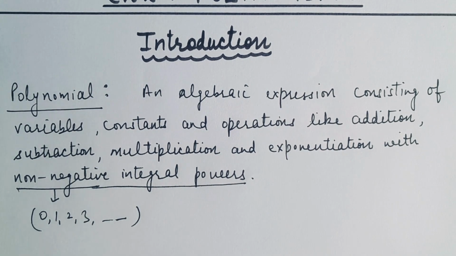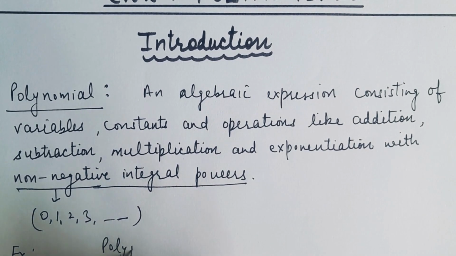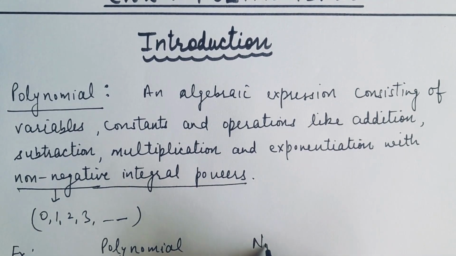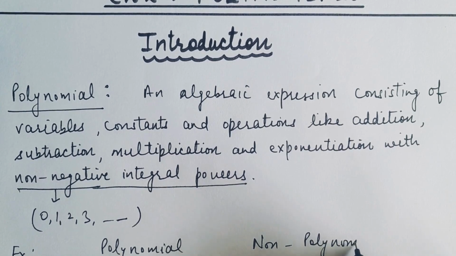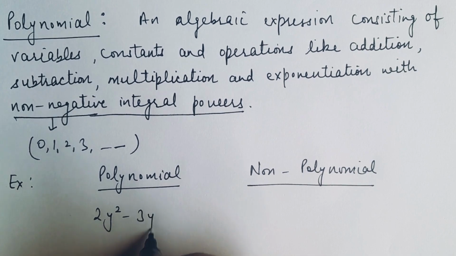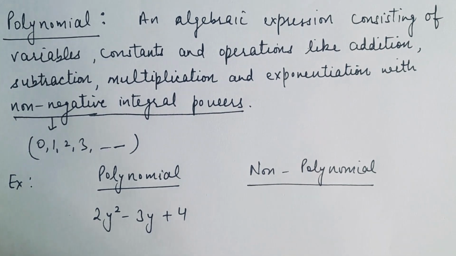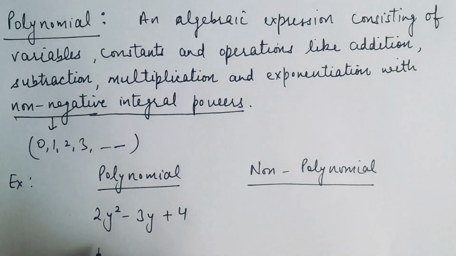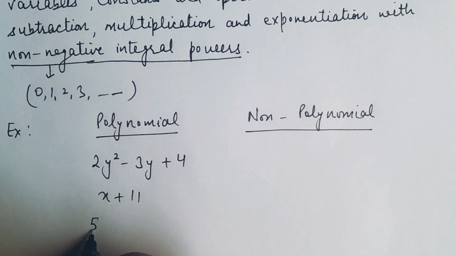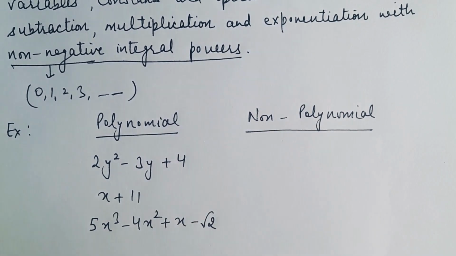So for example, suppose I will categorize them as polynomial and non-polynomial. I will write some examples of both, so you will get a better idea of both. Polynomials, suppose 2y square minus 3y plus 4. This is a polynomial in one variable y only. It may contain more than one variable also. Suppose x plus 11. This is also a polynomial. 5x cube minus 4x square plus x minus root 2. This is also a polynomial.